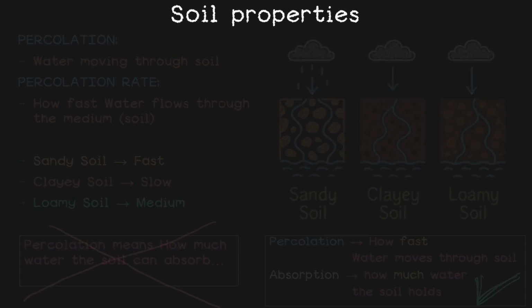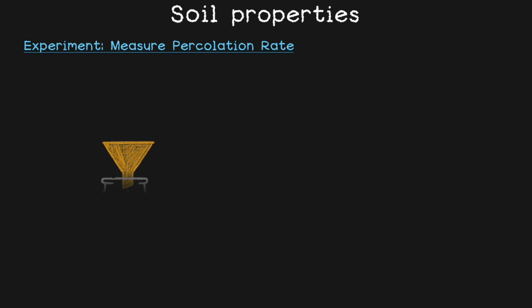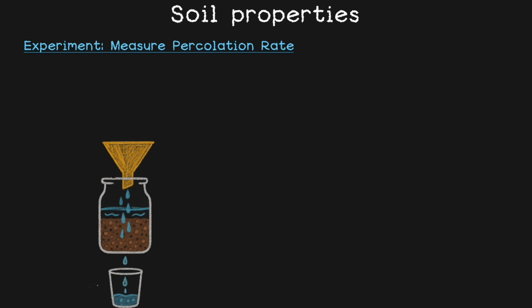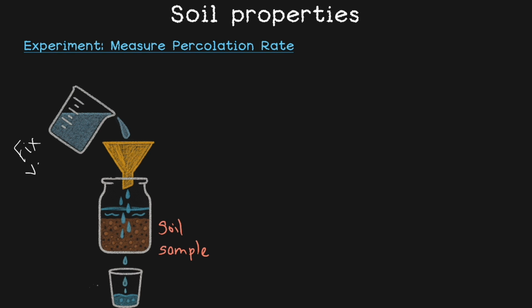Now, if you want to observe this phenomenon, you can do a little experiment by yourself using household equipment, to measure the percolation rate of a soil. What you have to do is take a jar and add a soil sample from around you. Now, pour a fixed amount of water into the jar. Next, use a timer to see how long the water takes to pass through the soil sample.